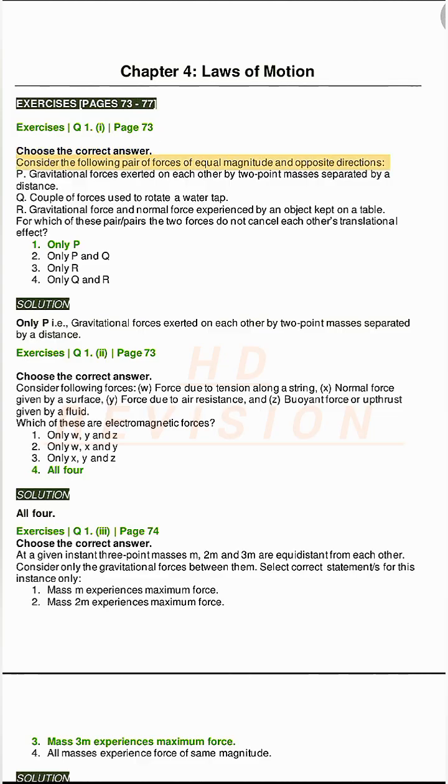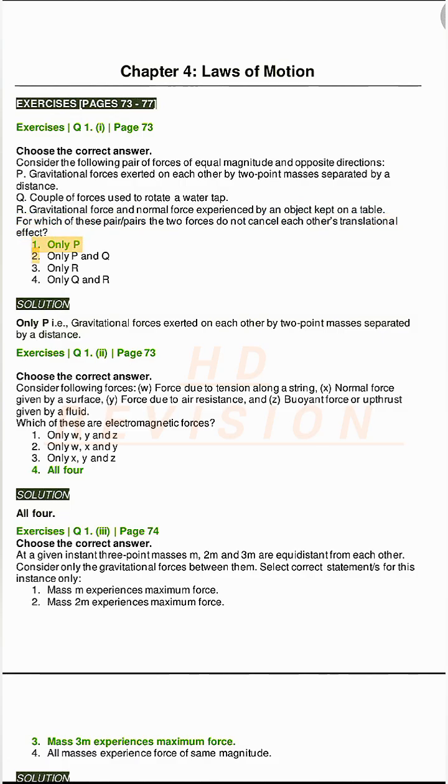Consider the following pair of forces of equal magnitude and opposite directions. P. Gravitational forces exerted on each other by two point masses separated by a distance. Q. Couple of forces used to rotate a water tap. R. Gravitational force and normal force experienced by an object kept on a table. For which of these pairs do the two forces not cancel each other's translational effect?